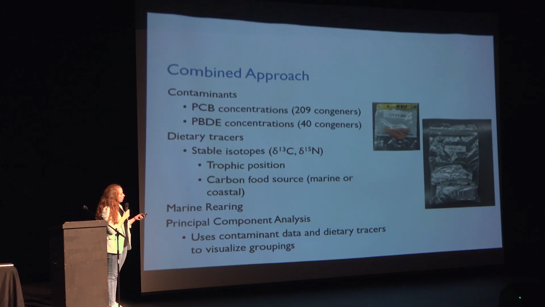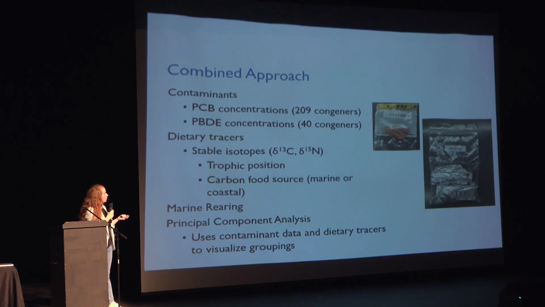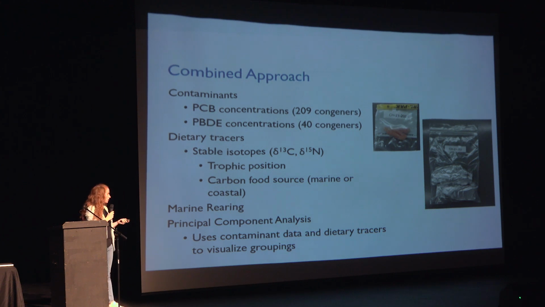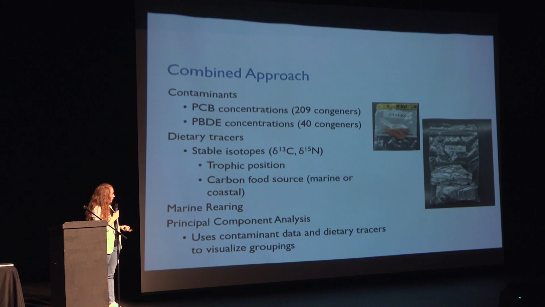In our combined method approach, we analyzed total PCB concentrations and total PBDE concentrations, and then we used dietary tracers known as stable isotope analysis. We looked at carbon stable isotopes and nitrogen stable isotopes. What the nitrogen stable isotopes are going to tell us is the Chinook's relative trophic position within the food web, and then our carbon stable isotopes are going to tell us approximately where they're feeding, so if they're feeding closer to shore or offshore. And then we looked at their historical marine rearing, or where they spend their time once they leave their natal rivers to grow and mature before they come back to spawn.